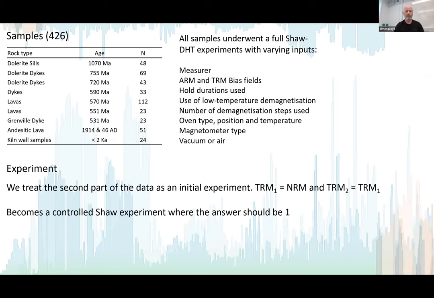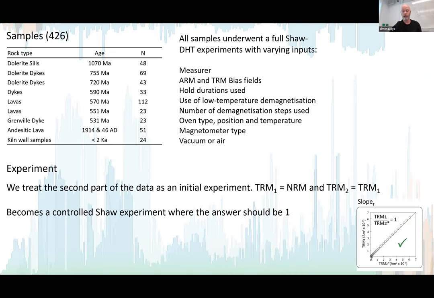And what we did is we treated the second part of the double heating technique data as an initial experiment. So the TRM1 became our NRM and the TRM2 became our TRM1. And this then made a controlled experiment where we knew what the answer should be, which is 1. And that's exactly like the slope T slope I showed you earlier.